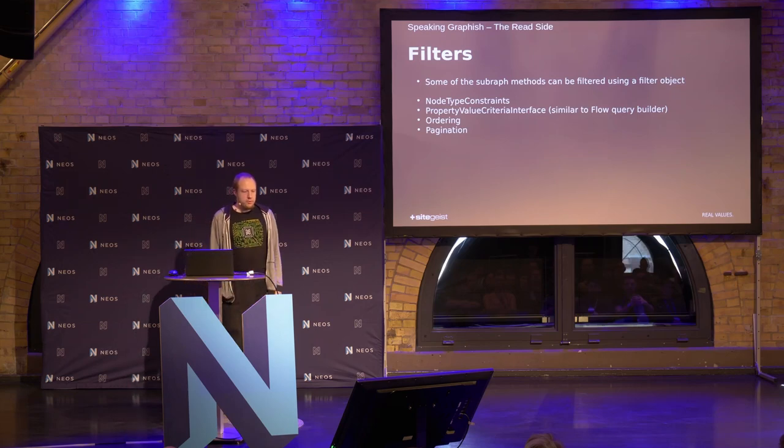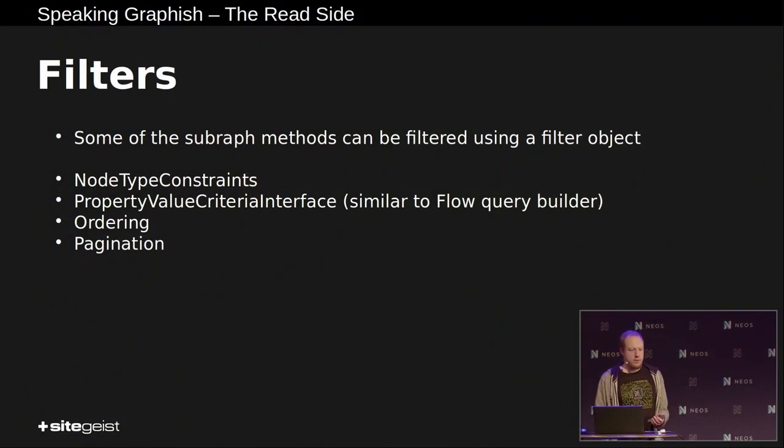So one parameter we have where it makes sense, actually: some of the subgraph methods can be filtered. It's similar to what we previously did in memory in PHP using Flow Query. This can now be done on the database side. You can add node type constraints, so for example, for fetching a subtree, all the children or descendants, everywhere where it makes sense. You can filter by node type. You can set certain property values, so for example, give me all news articles with a title this and that. It's similar to the Flow Query builder, I guess. And you can also add ordering and pagination.